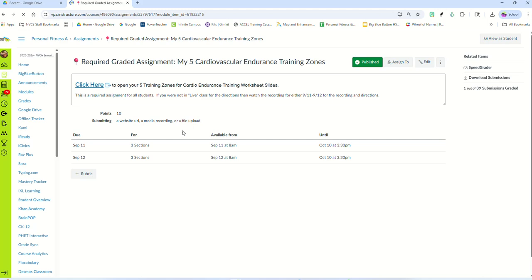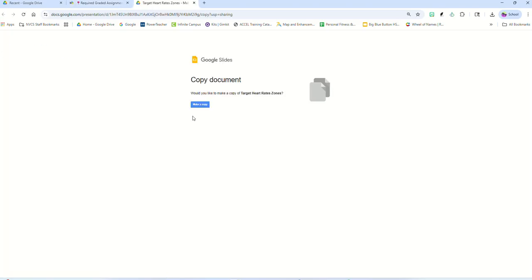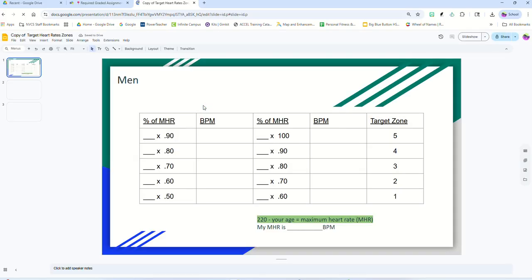And it's going to take you to this screen where you have to click here in order to download the slides. Of course, once you click it, it's always going to ask you to make a copy. So hit make a copy so that you have the slides. When you make a copy, you'll notice that 3 slides pop up. You are only going to fill out one, the one that applies to you.